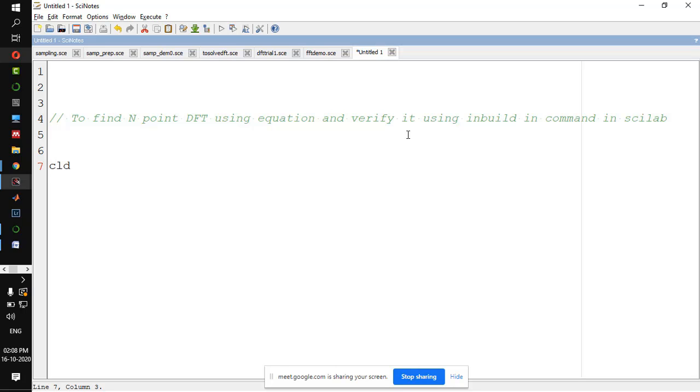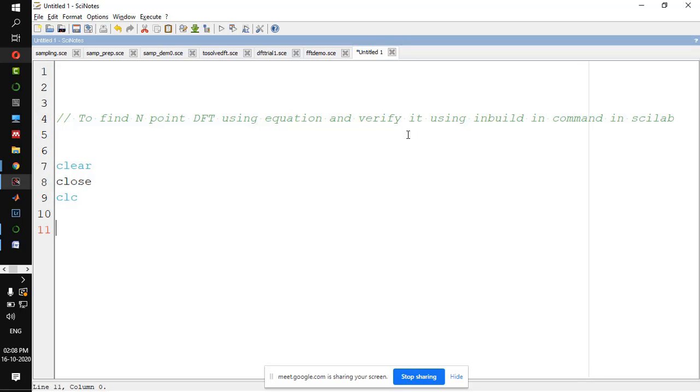Clear. What this clear does is clear the previously stored values in the variables. Close: if any figure window is open, it will close. And one more is CLC. What does CLC do? It will clear the console window. So these three lines of code are mandatory in whatever code you are going to write.